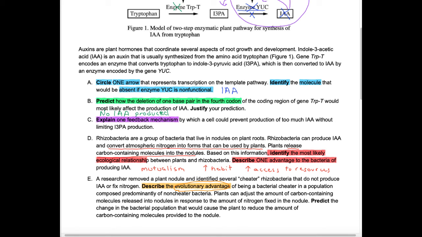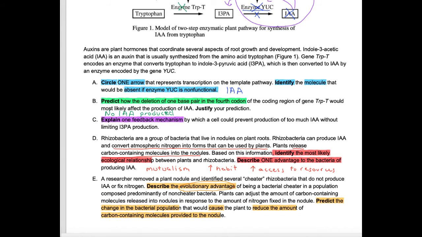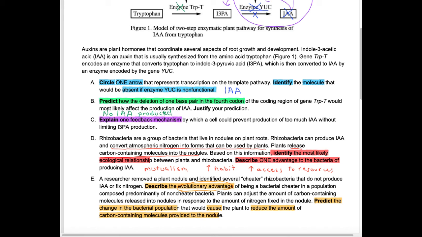Moving on, the second piece, we want to predict the change in the bacterial population that would cause a plant to reduce the amount of carbon that we're sending to the nodule. So if I'm a plant, why am I going to stop sending carbon molecules to a particular piece of the root or a nodule? It's because it's not fixing nitrogen. So what's the population that's actually fixing the nitrogen itself? Well, we know it's those non-cheaters. So if the non-cheater population is decreasing, we're going to see a reduction in the amount of carbon-containing molecules sent to that particular part of the plant.